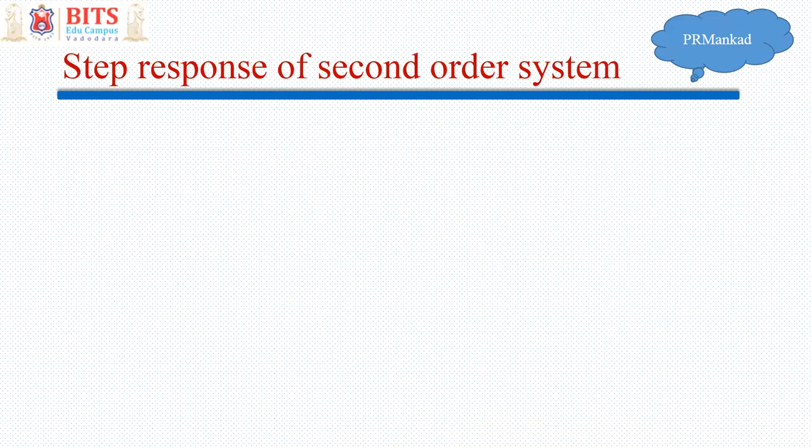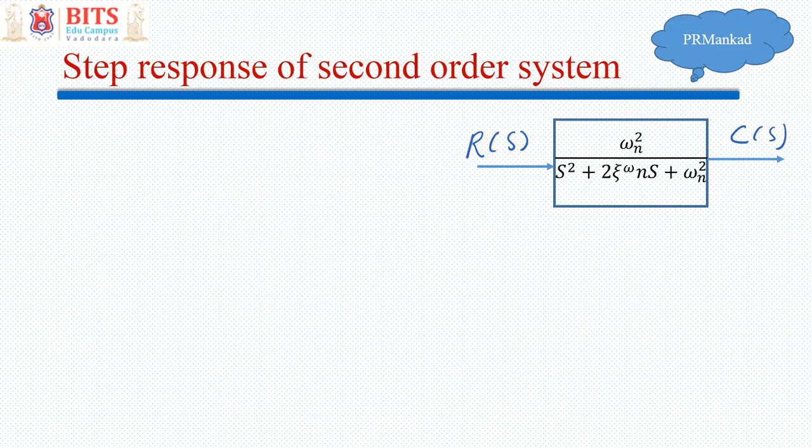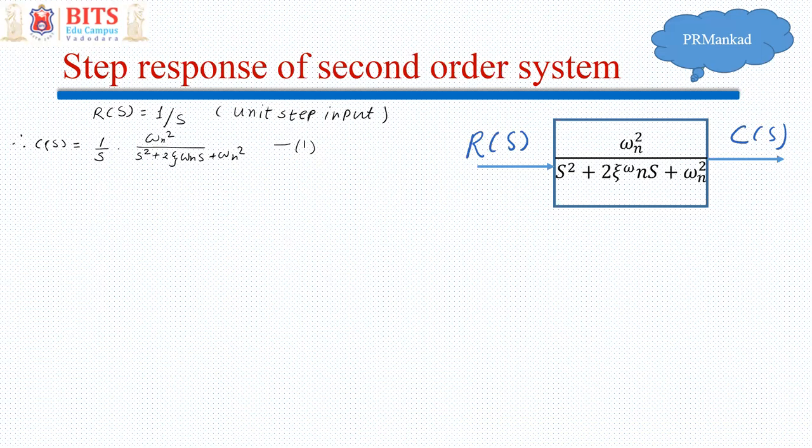Now, suppose we apply a step signal to the standard second order system, then this R(s) is going to be 1 by s. So output C(s) is going to be 1 by s into omega n square divided by s square plus 2 zeta omega n s plus omega n square, right? Now, if we just represent it properly and take Laplace inverse, we are going to get the c(t).